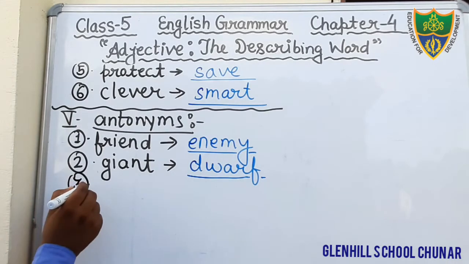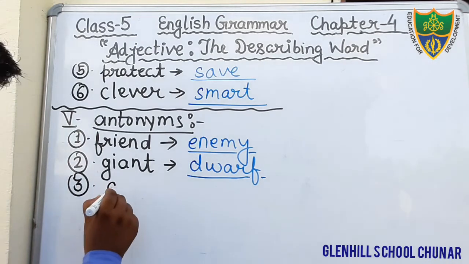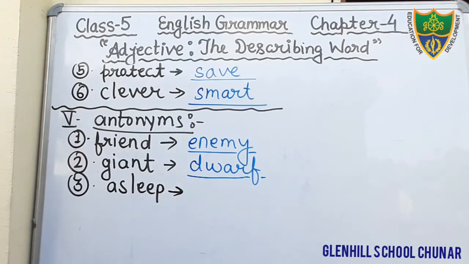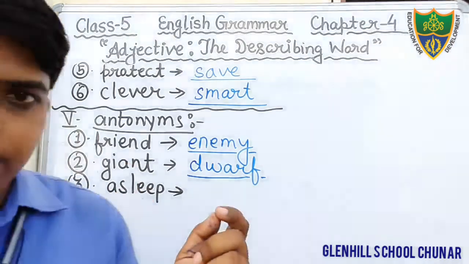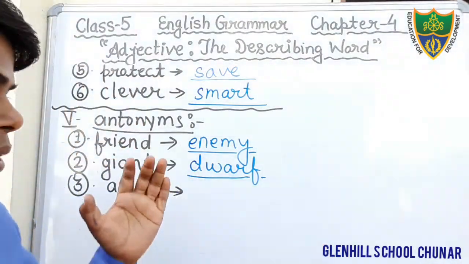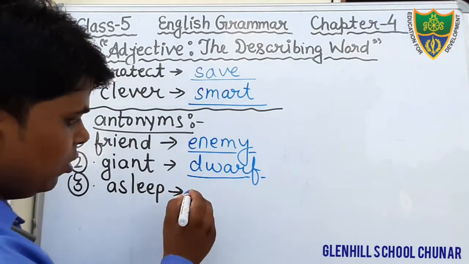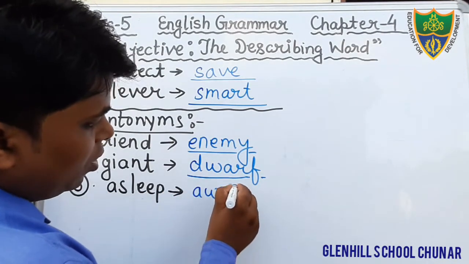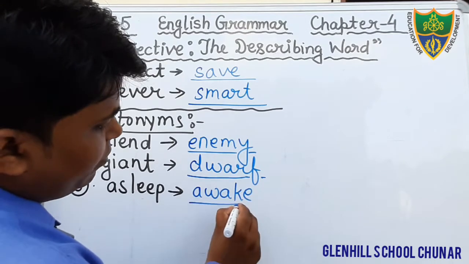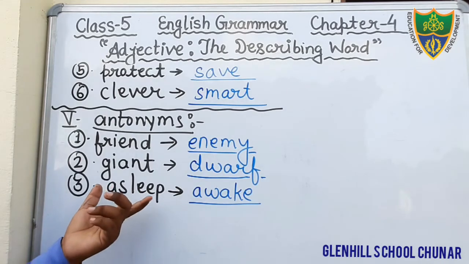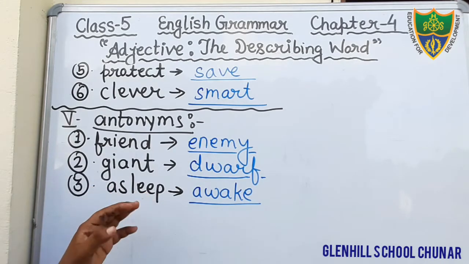Question number 3. Asleep. A-S-L-E-E-P. Asleep means sleeping. What would be the opposite of the word asleep? Awake. A-W-A-K-E. Awake means jagna. You see, the antonym for the word asleep is awake. Next question.